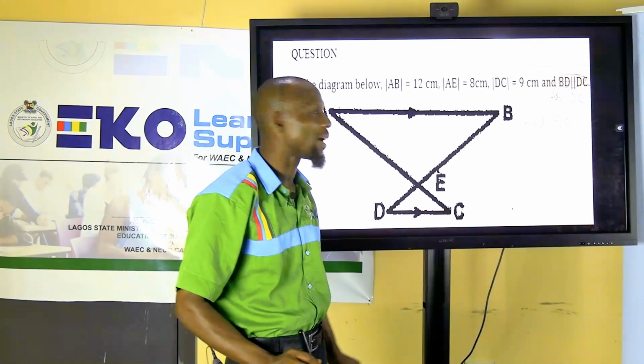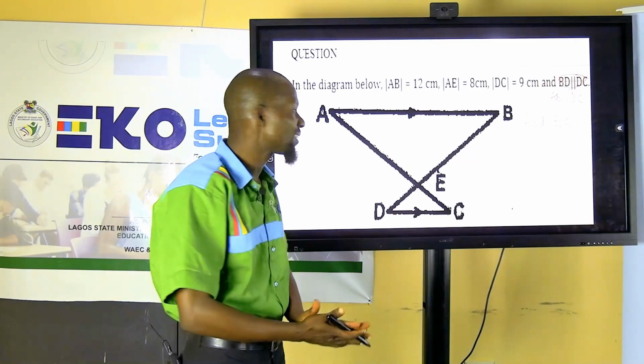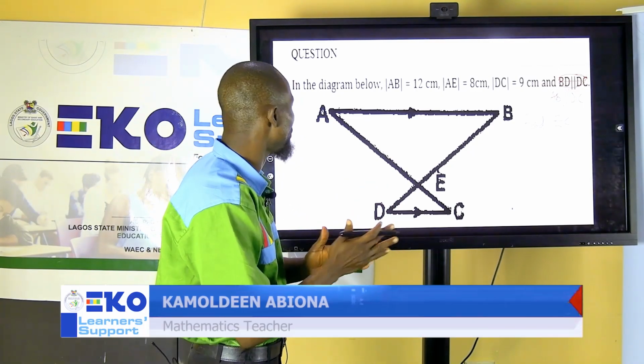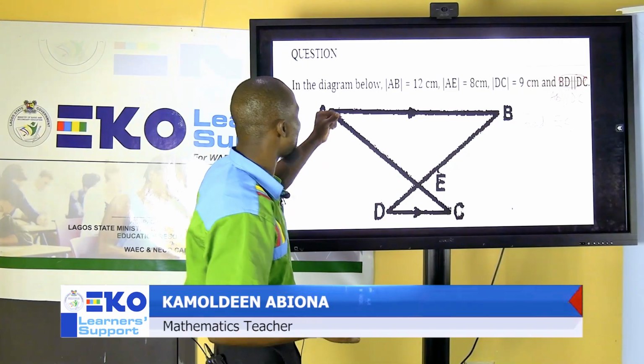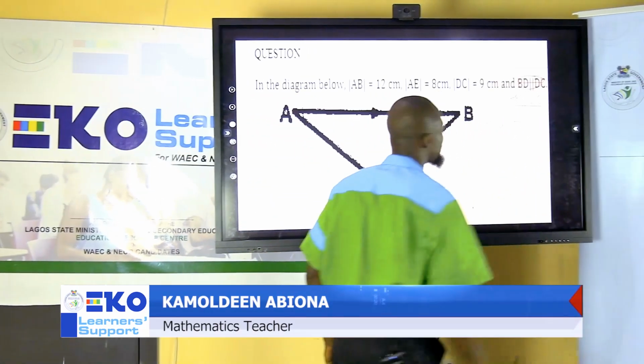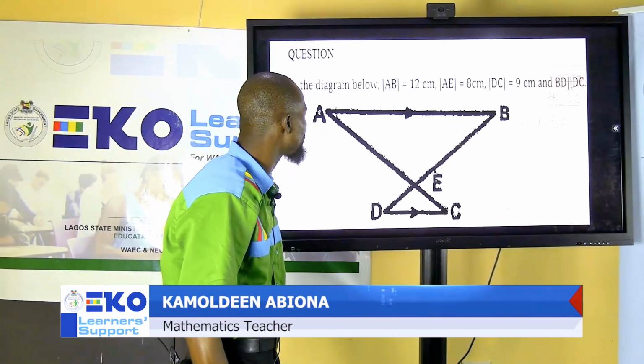Okay, thank you. You are welcome back. I hope you got that right. So let's look at it together. In the diagram, they have mentioned something here: AB is parallel to DC.